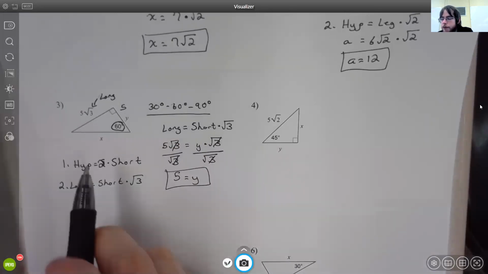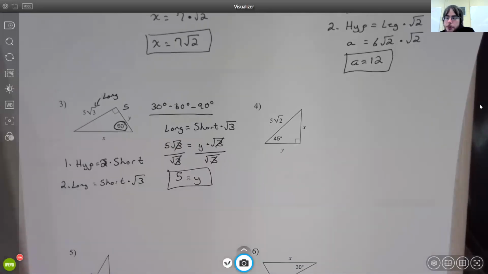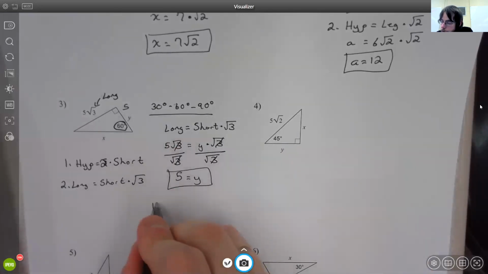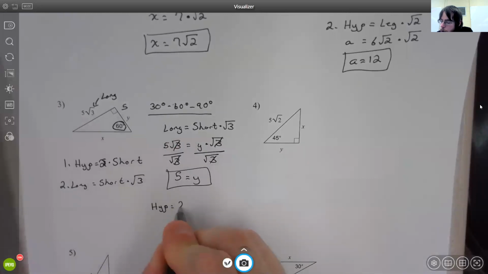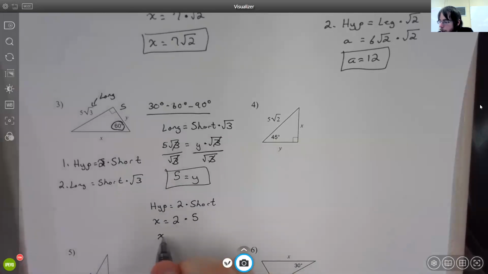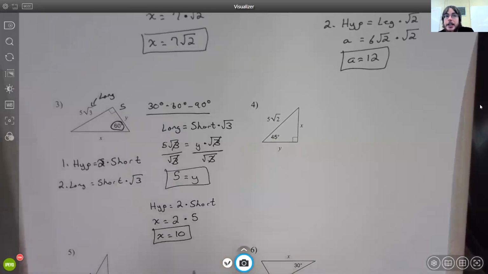And so now you can find x, which is your hypotenuse. So now you need to use your short leg to find the hypotenuse. So your hypotenuse is equal to 2 times the short leg. So your hypotenuse is x, which is 2 times whatever your short leg is, which is 5. So x is equal to 10.